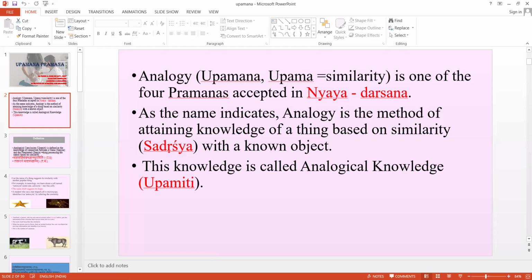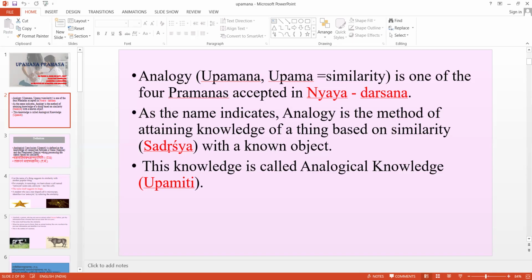After recollecting that sentence, you analyze that due to the similarity, this is a starfish. So you are inferring, which means you are using anumana pramana. Pratyaksha, anumana and apta pramana are needed to get the knowledge of upamana pramana. So upamana pramana cannot be considered an independent pramana. That is why other darshanas, and Acharya Charaka, did not include upamana pramana as a separate pramana.